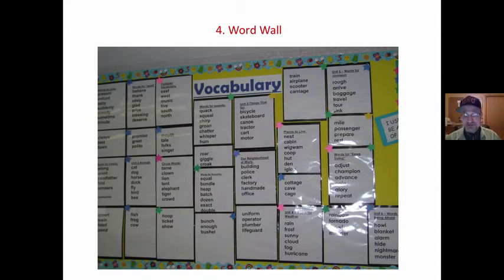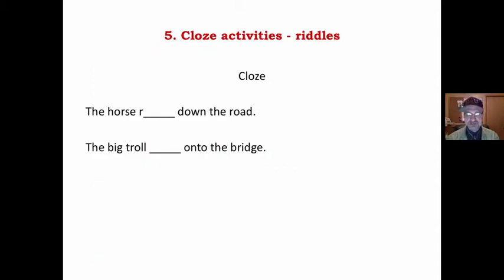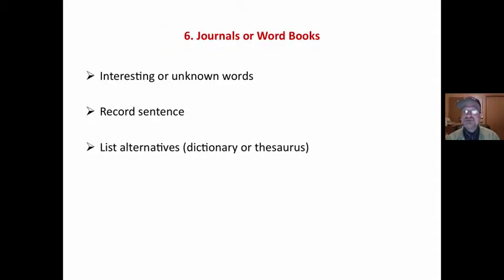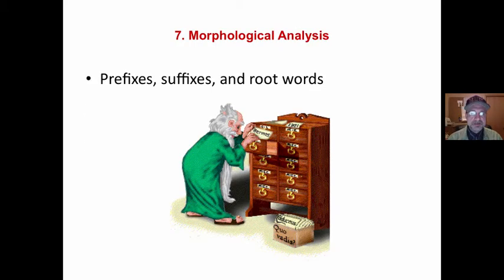Word wall, anywhere that shows common words, it's on the wall someplace, and the various groups that they fall into. Cloze activity develops their ability to use context, and we learn the majority of our words in a context, so it makes sense to teach them how to use context. Journals or word books, simply have them record interesting, important, or unknown words in their journal, record the sentence, and then have them list alternatives.